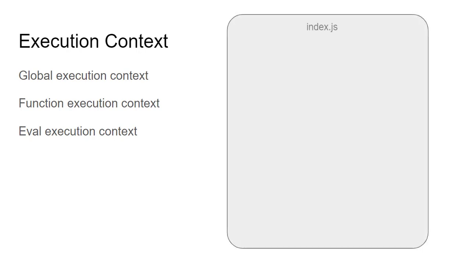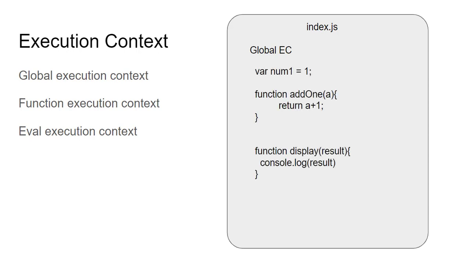Let's say we have an index.js file which we are going to load in the browser. So initially what happens is the browser creates a global execution context and it starts reading the code. Let's say we have a code here for variable and we have two functions. One is add function, another is the display function. So the global execution context has got the access to all of this.